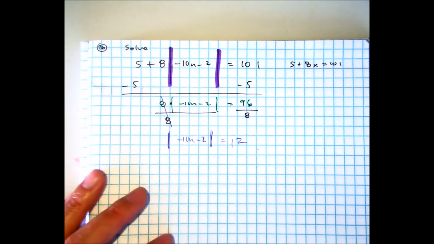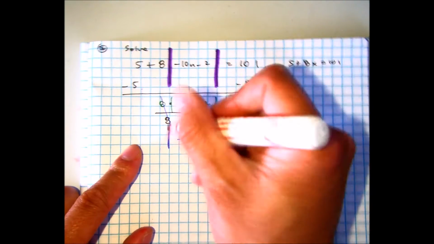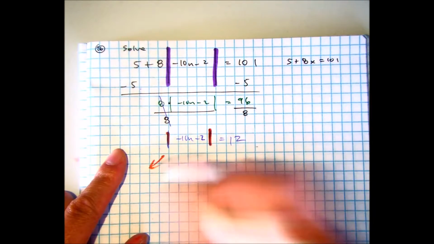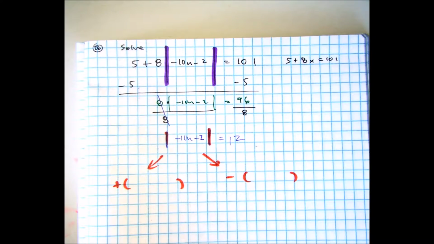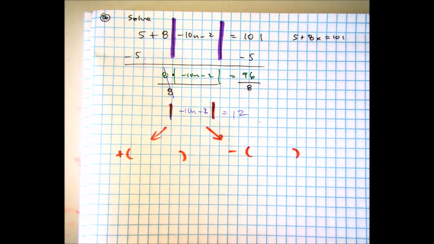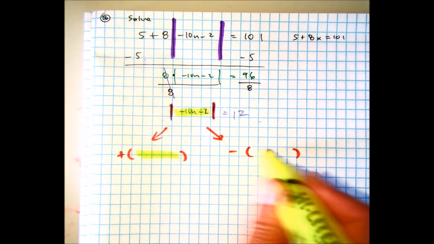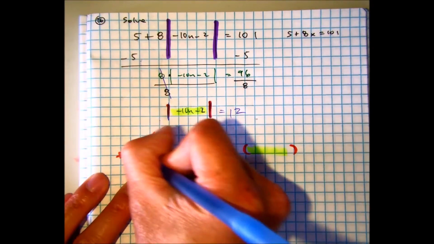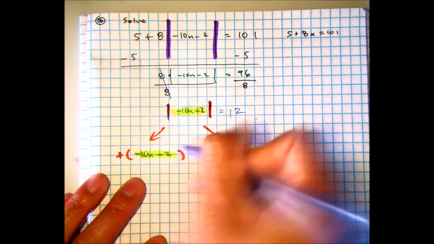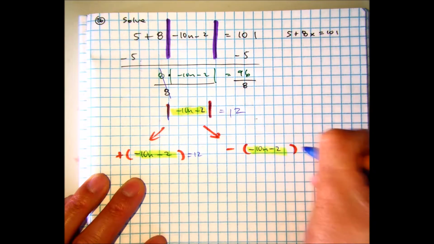Class, is it isolated now? Yes. Nothing in front, nothing behind. This is where I now split it into 2. You have 1 plus and 1 minus. We learned on Friday you take the argument, which is between the absolute value signs. You make one positive, one negative, because that's the definition of an absolute value. So I have negative 10n minus 2 equals 12, and negative 10n minus 2 equals negative 12.